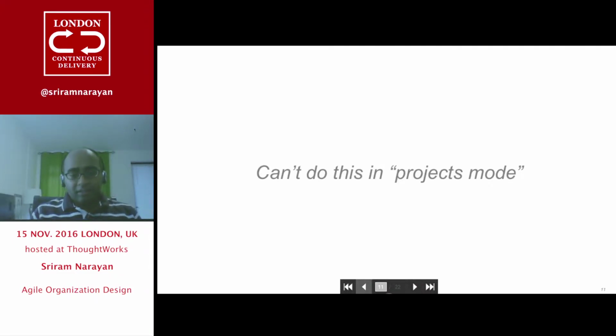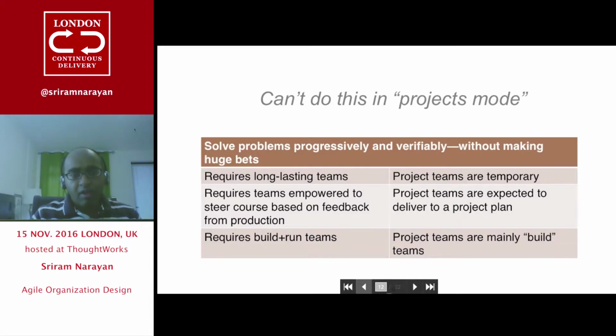Now, here is where I get more into the team design aspect of things. This change from delivering scope to solving problems is difficult to achieve in projects mode. As long as an organization is executing projects, it's difficult to move from delivering scope to solving problems. And why is that? Because the problems that we are trying to solve are typically long-lasting problems. They are long-lived problems. You solve them progressively, right?